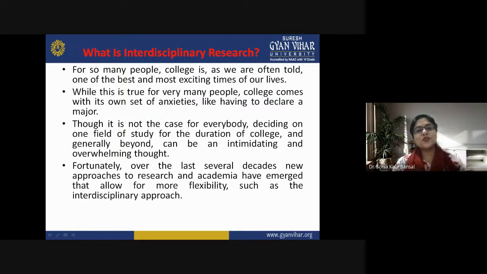While this is true for many people, college comes with its own set of anxieties also. There are many problems, like having to declare a major. So not only excitement, but anxieties are also there, though it is not the case for everybody.